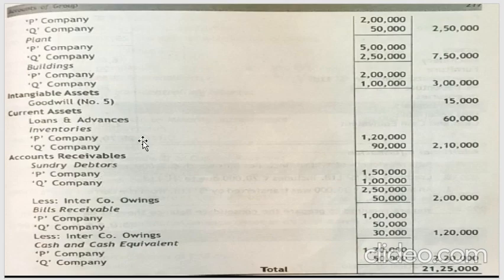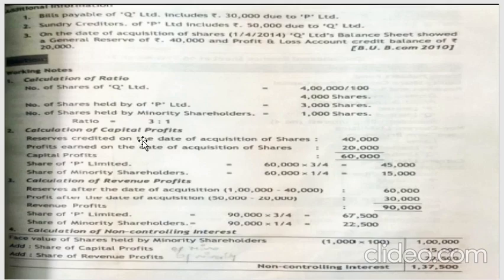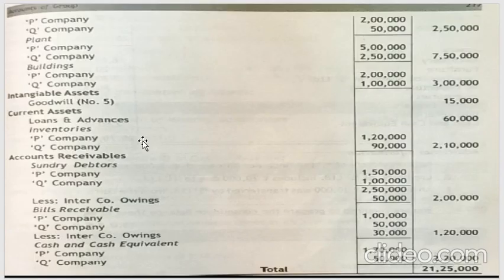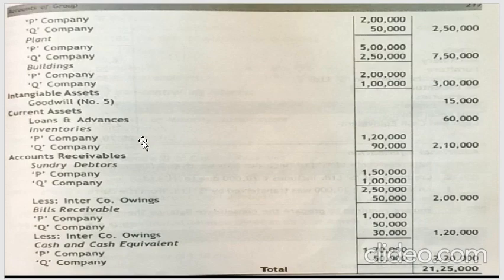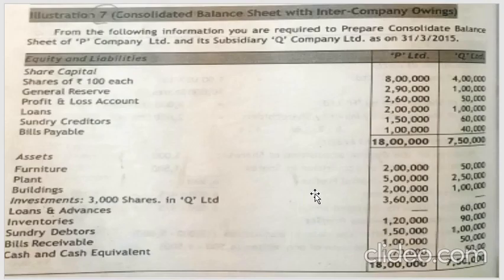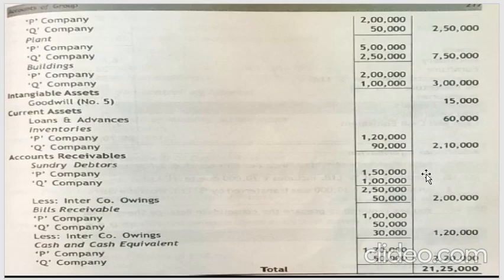Next, we have current assets, loans and advances as per the question. Loans and advances is 60,000 for Q, so we will be taking 60,000 for Q. Next, inventories. Under inventories, you have for P and Q 1,20,000 and 90,000, so we will be showing 1,20,000 and 90,000, which will give you 2,10,000. Then in the question we have accounts receivables, that is nothing but your sundry debtors and bills receivable. Sundry debtors is 1,50,000 and 1 lakh, which will give you a total of 2,50,000. So 2,50,000 is being taken here. Then we will have intercompany owings.